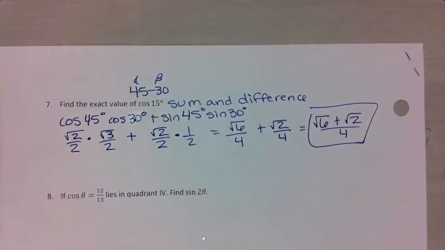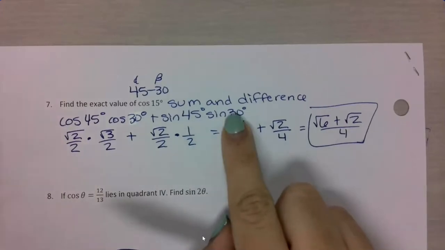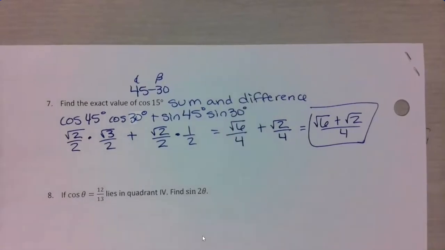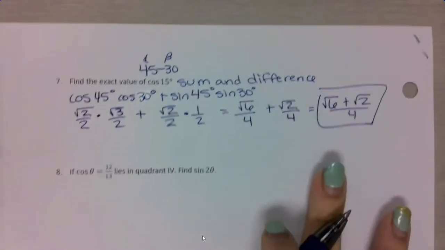If I use the double angle formula on this problem, I would lose points on this question because I did not use the method it wanted me to use, which is sum and difference, which will be typed on the test, not typed on the review.